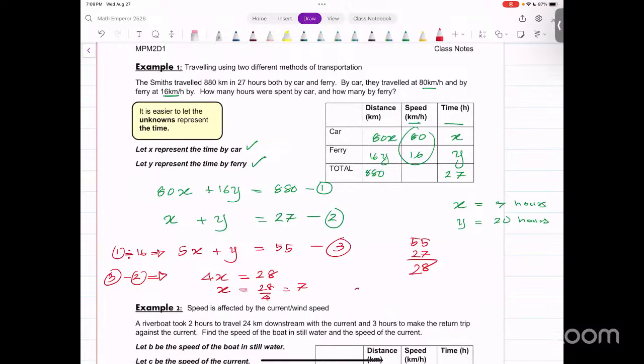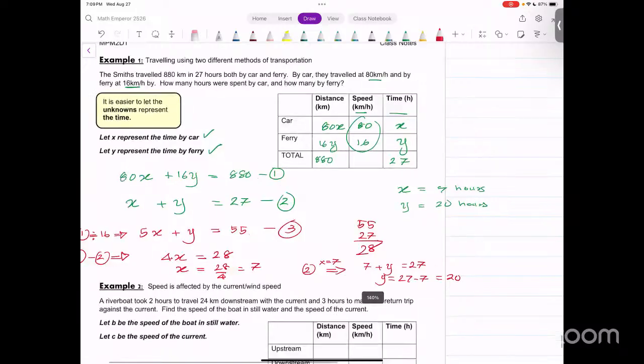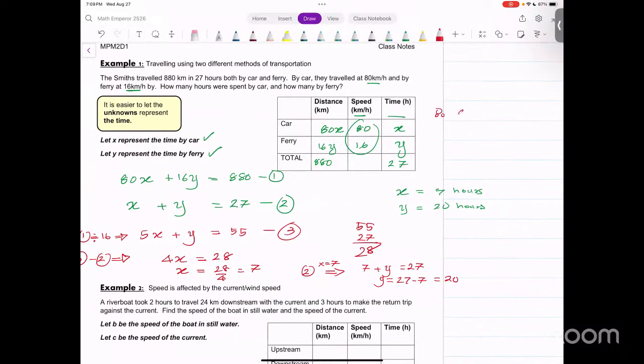Now going back to equation number 2, we can use the fact x is equal to 7. 7 plus y is 27. So y is 27 minus 7, which is 20. So we have to write a nice conclusion statement. Therefore, Smith traveled 7 hours by car and 20 hours by ferry. Can you see my example, how I did it? Yeah. All right. Moving on to my next question.